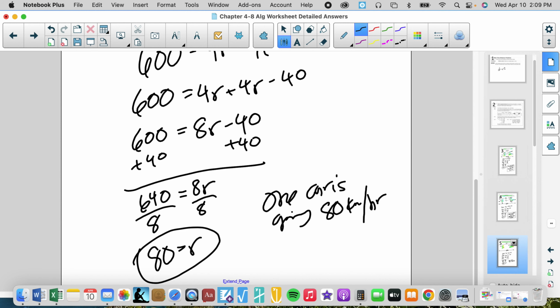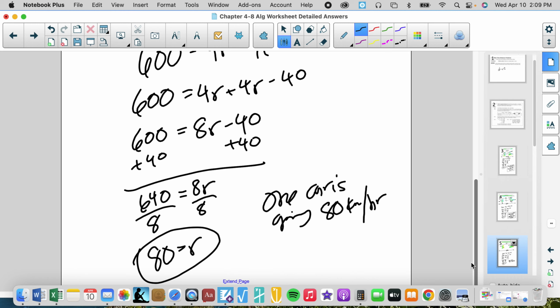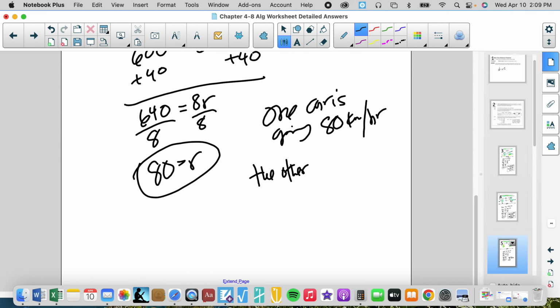Now I find it very interesting if we're in California, why are we dealing with kilometers per hour? Nobody in California deals with the metric system.